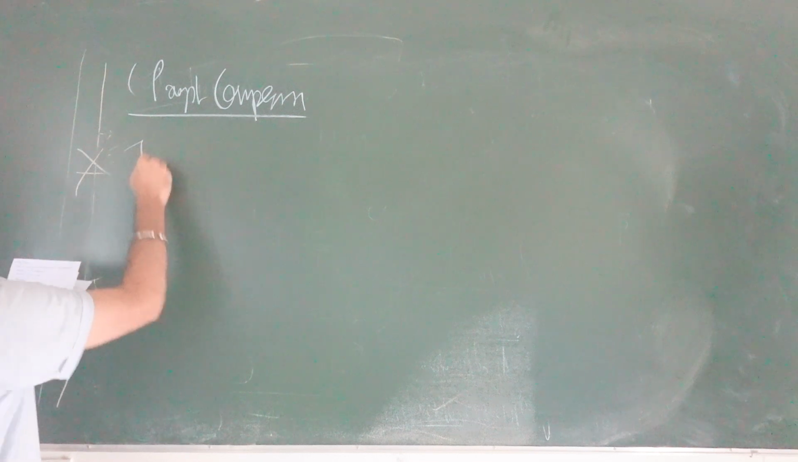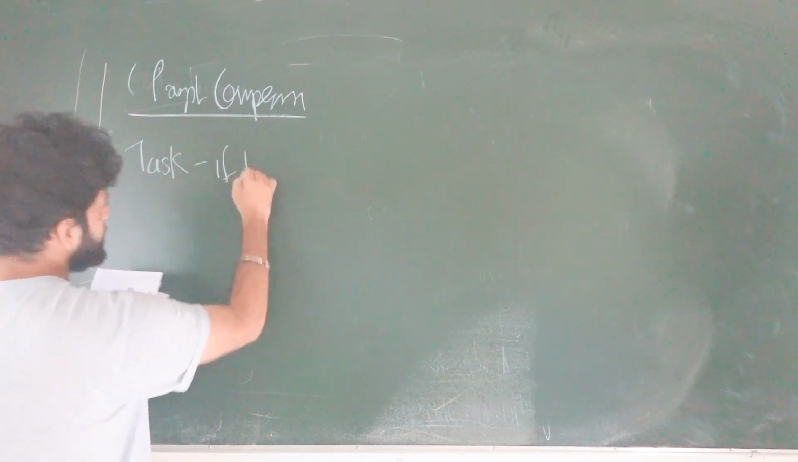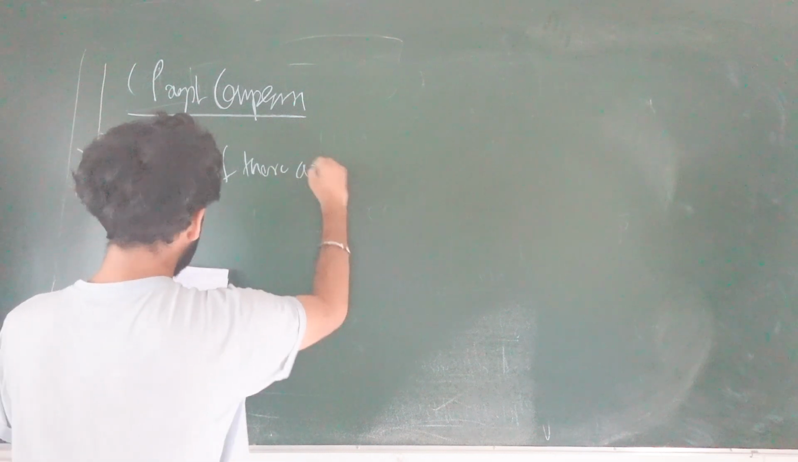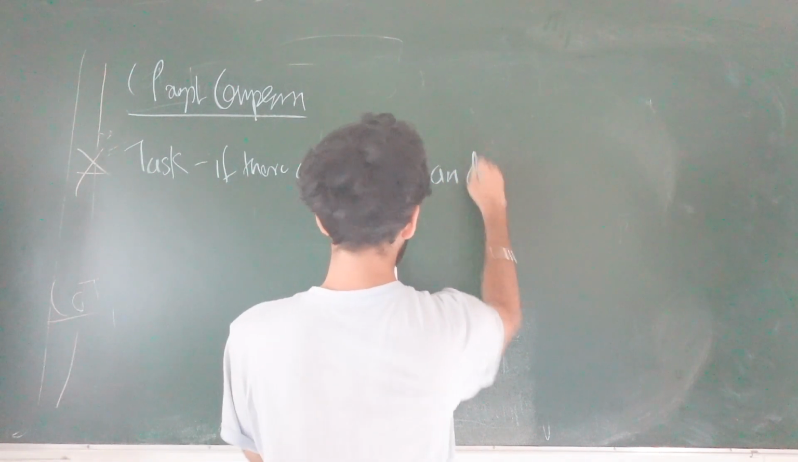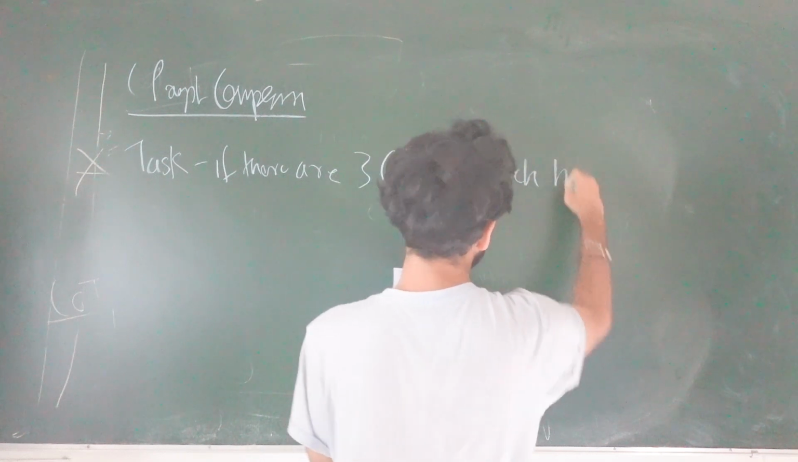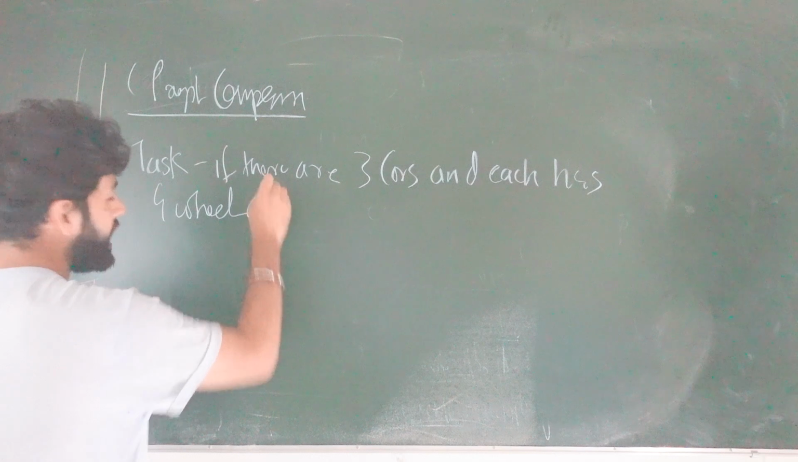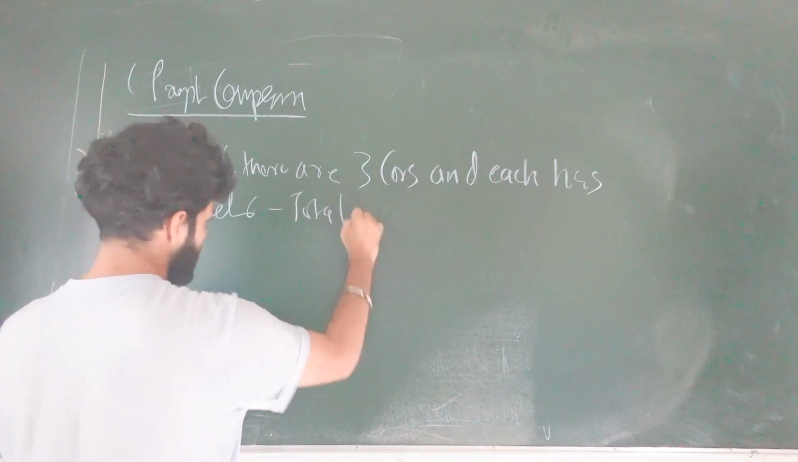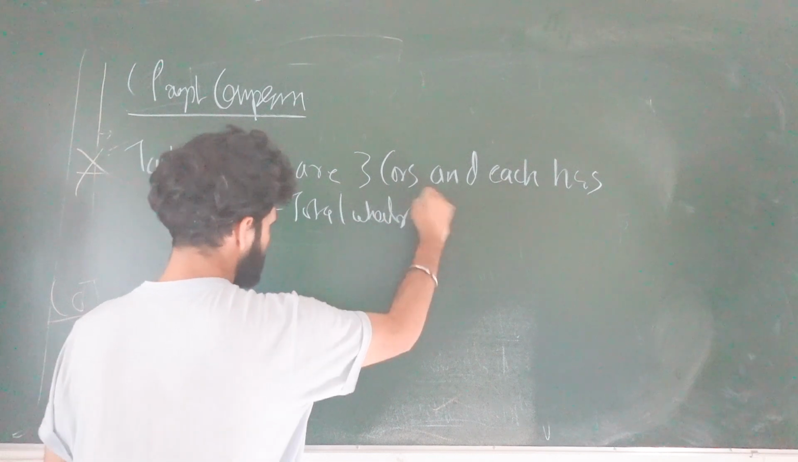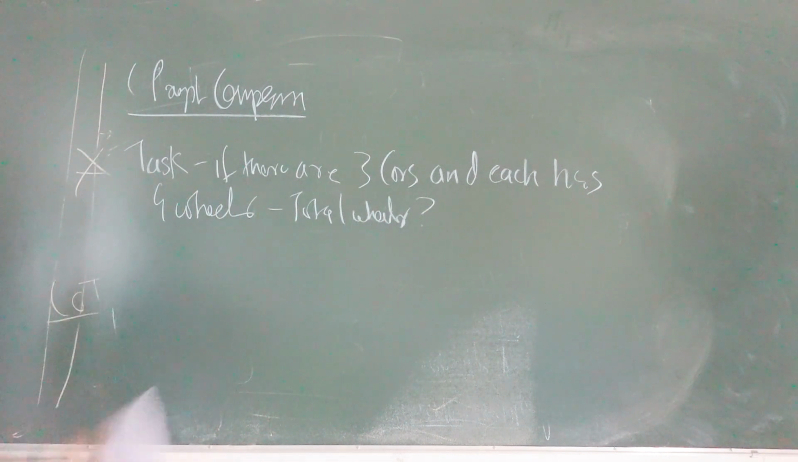Let's see. First of all, my task is: if there are 3 cars and each has 4 wheels, what is the total number of wheels? This is my question, the task that I have given to the system. There are 2 variations. Let's see how it's going to work.